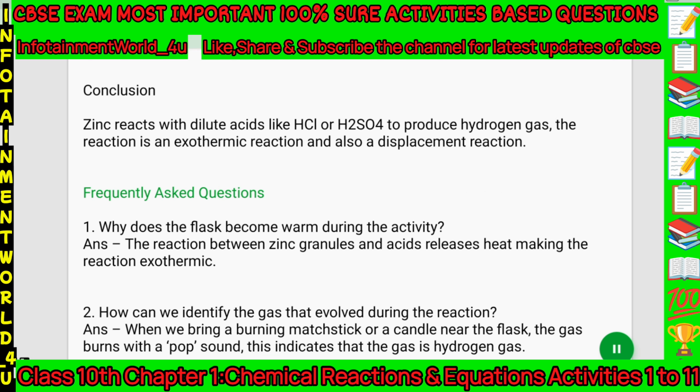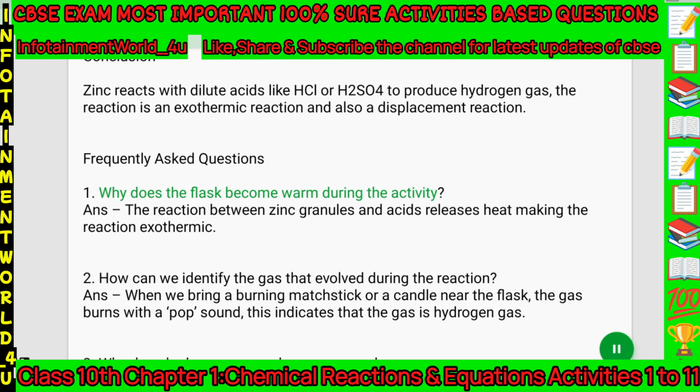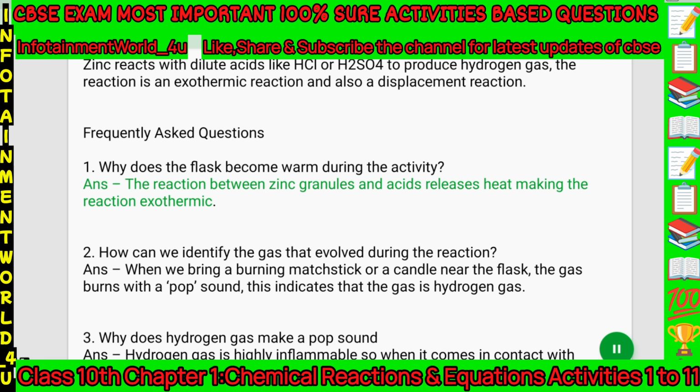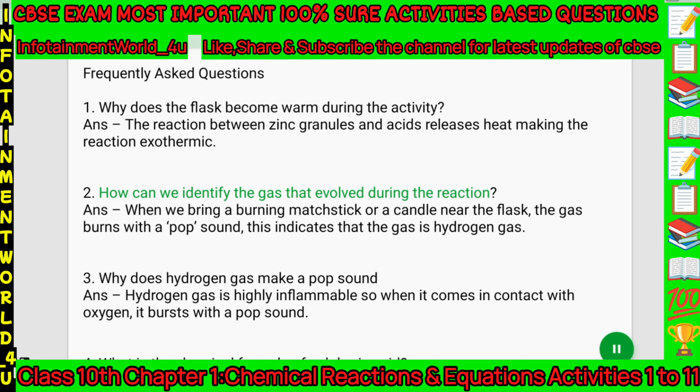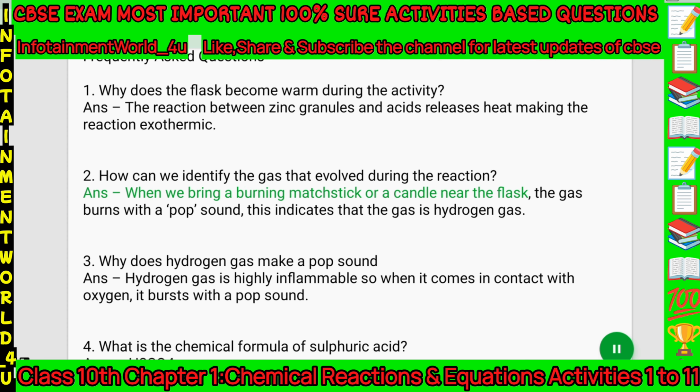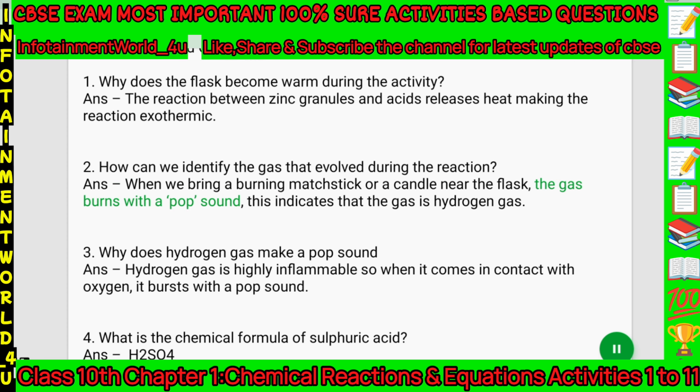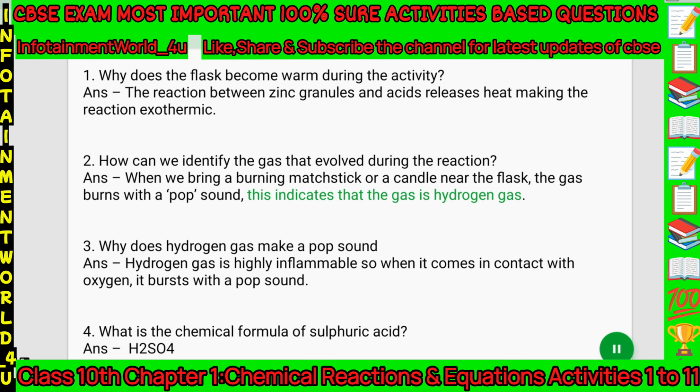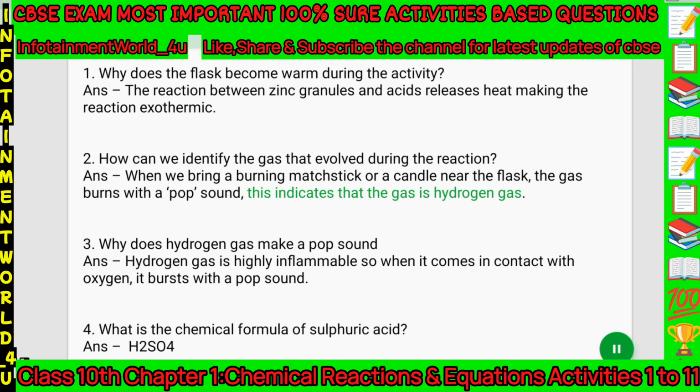Frequently asked questions. 1. Why does the flask become warm during the activity? Ans. The reaction between zinc granules and acids releases heat, making the reaction exothermic. 2. How can we identify the gas that evolved during the reaction? Ans. When we bring a burning matchstick or a candle near the flask, the gas burns with a pop sound. This indicates that the gas is hydrogen gas.